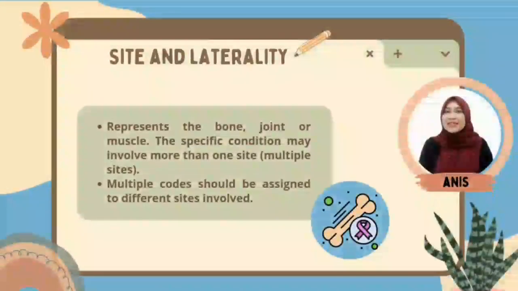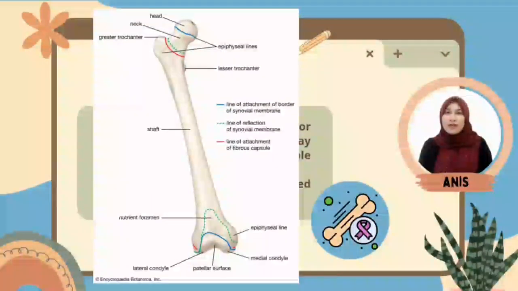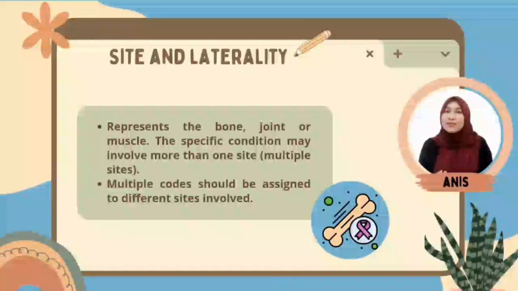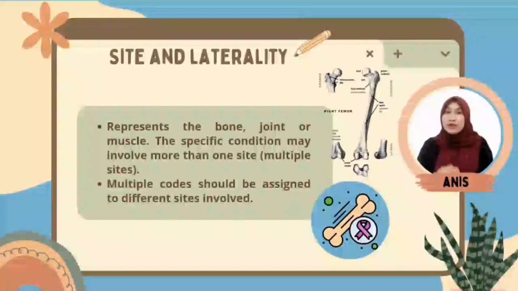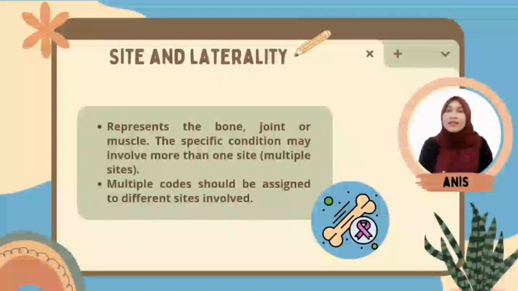Fact number 2 is side and laterality. Side represents which bone, joint or muscle is involved, while laterality represents placement on the body, whether it's on the right side, left side or unspecified. However, certain conditions may involve more than one side, which is multiple sides. So, multiple codes should be assigned for the different sides involved.